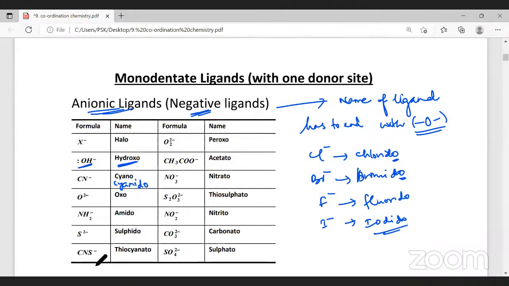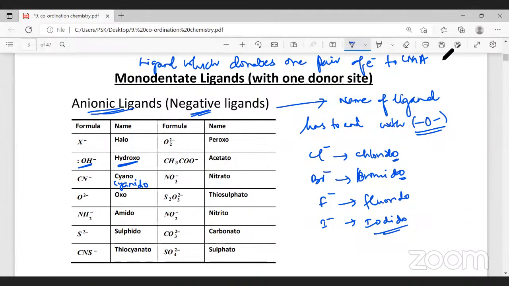O2 minus, these all are monodentate ligands. They can donate only one pair of electrons. What do you mean by monodentate ligands? Ligands which donate one pair of electrons to the central metal atom or ion are called monodentate ligands. Mono stands for one. A ligand which donates one pair of electrons is called a monodentate ligand.